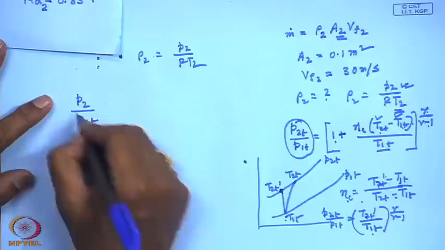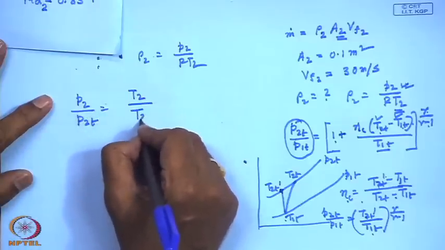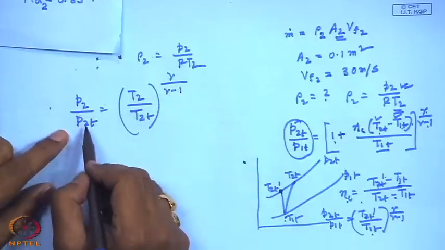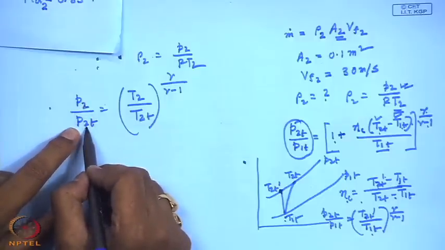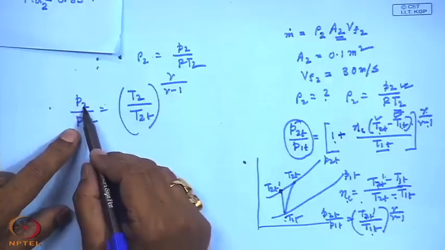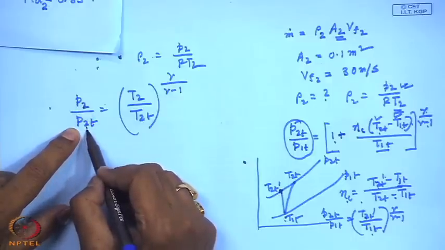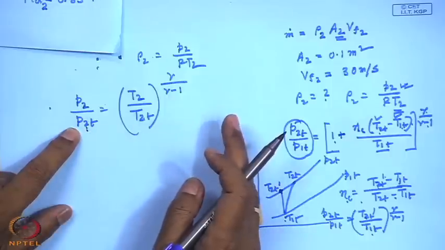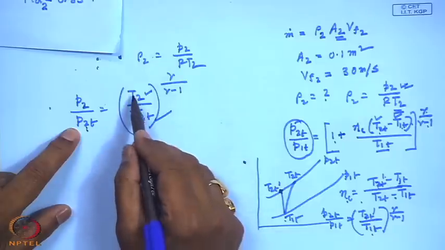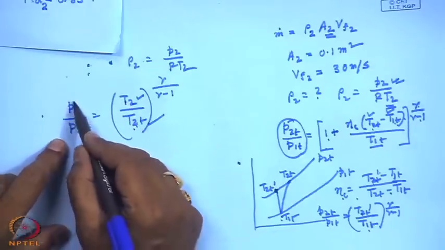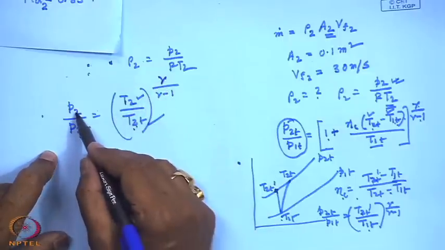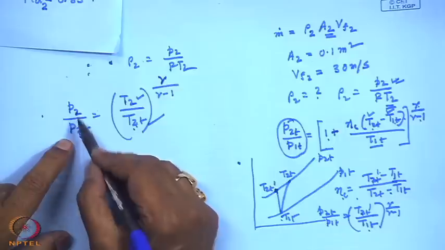P2 by P2T is T2 by T2T to the power gamma by gamma minus 1. Where from it comes? That means the static pressure is changed to stagnation pressure, that means when the fluid is brought to rest isentropically. This process of changing from P2 to P2T is obtained by bringing the fluid isentropically to rest. That means the gain in temperature T2T from T2 is made isentropically, so that the pressure ratio will be related to the isentropic relationship with the temperature ratio. This is the relationship between total or stagnation pressure and the static pressure.